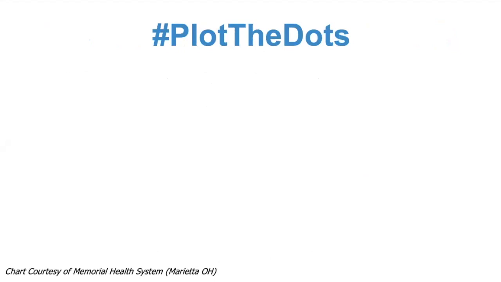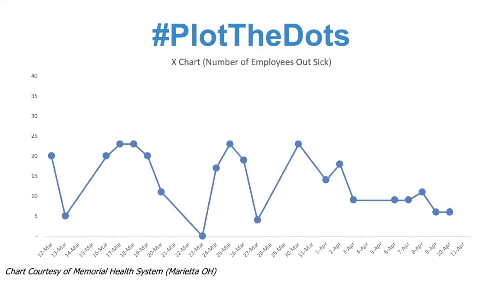There are people in the NHS in England who use this process behavior chart methodology, and they use a hashtag on social media. They say plot the dots, which is great advice. So even if we were to just create a run chart, we can see the increase from 4 employees out sick up to 23, and we can see it was preceded by this drop, and we might start thinking, well, maybe the number of employees out sick is just fluctuating around an average.